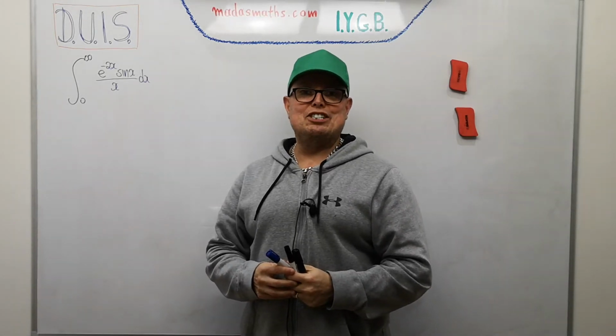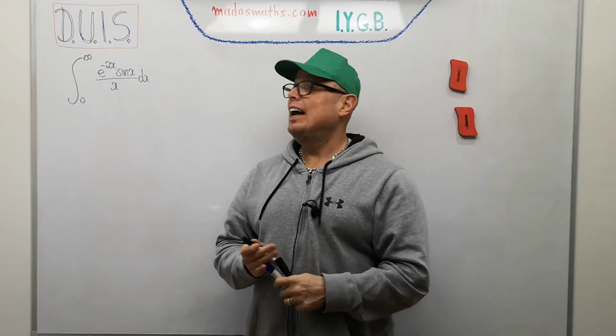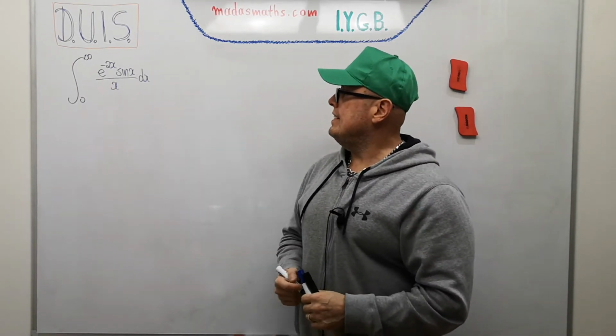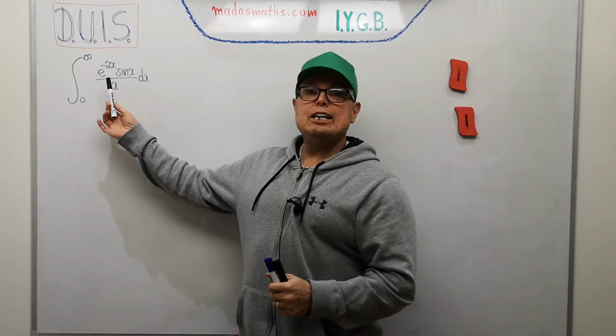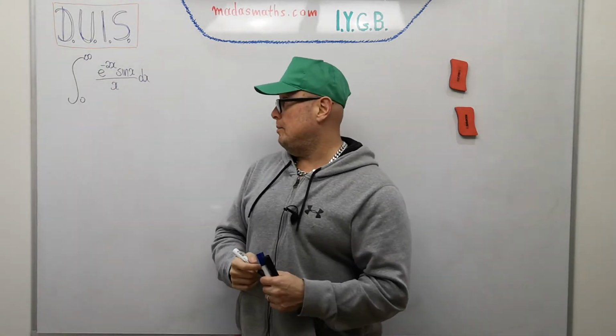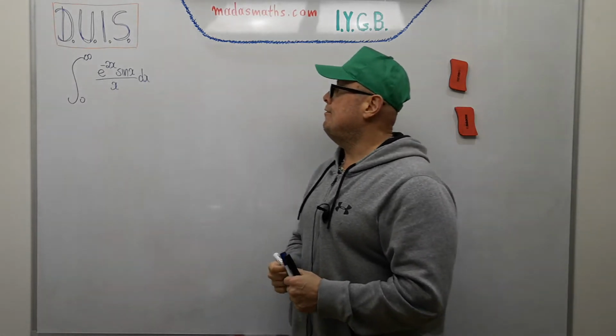Hello and welcome. Differentiation under the integral sign. I think we're probably on question 5 or something like this. Things will get a little bit harder. This is the integral in question: e to the minus 2x multiplying sine x over x, integrated between 0 and infinity.